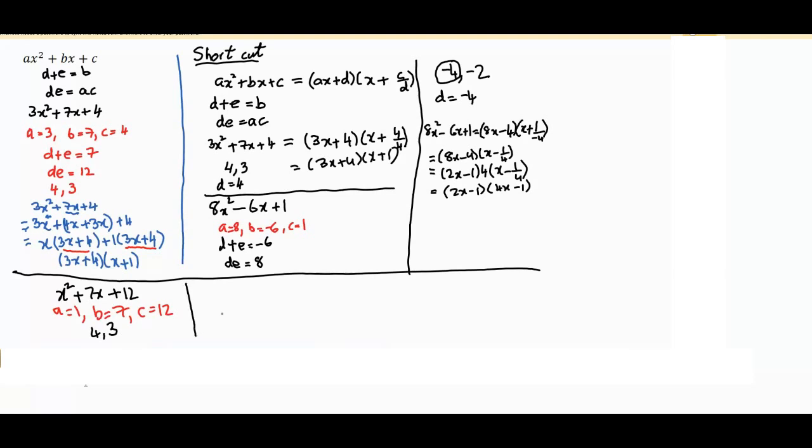So what we would do is we would say, well, x squared plus 7x plus 12 is equal to, a is 1, so that's just going to be x plus 4, d is 4, remember, the bigger number, and then we have x plus c, which is 12, divided by d, which is 4. And you will see that the 4 and the 12, because they go into each other, you end up with x plus 3, which is correct, which is the factorization of this.